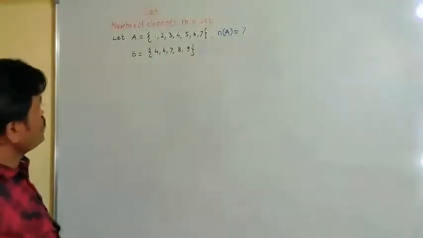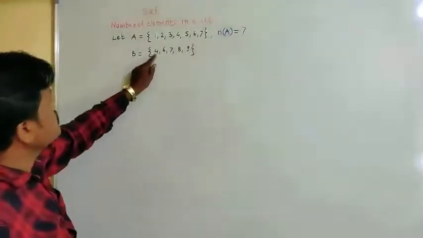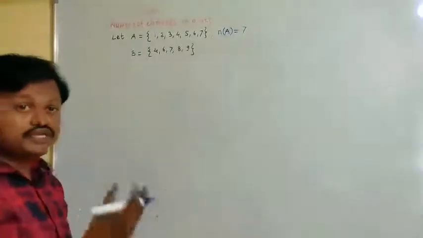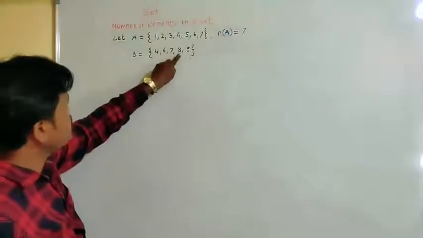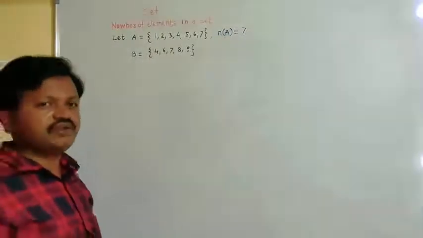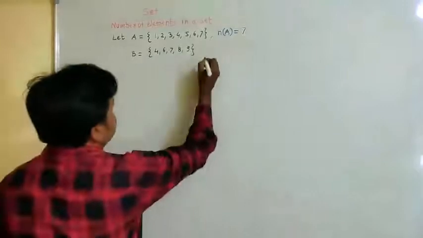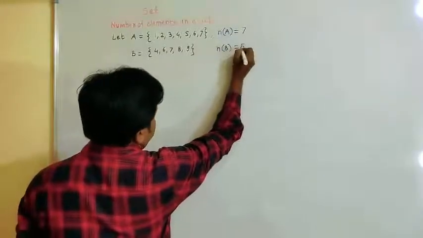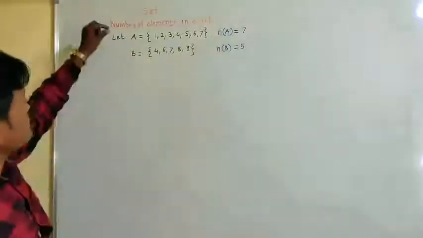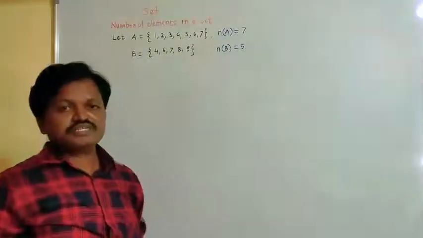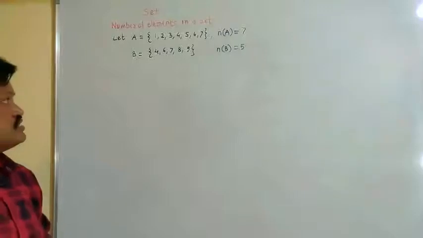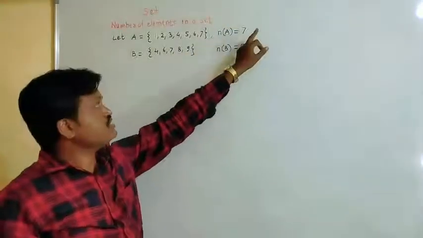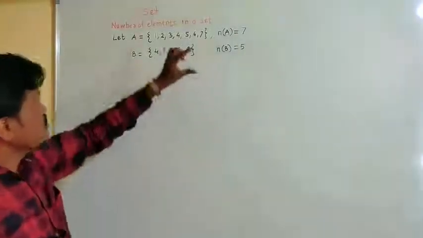As like same A, in set B there are 2, 4, 6, 7, 8, 9 as elements, but how many are they? 1, 2, 3, 4, 5. So there are only 5 elements. But you write here as like n of B is equal to 5. So as like you write here number of elements in set. म्हणजे संचातील घटकांची संख्या दाखवायची. कशी दाखवायची आहे? n कंसामध्ये त्या सेटचं नाव आणि संख्या किती आहे. So these are the points we share.